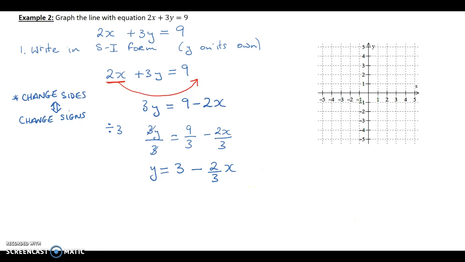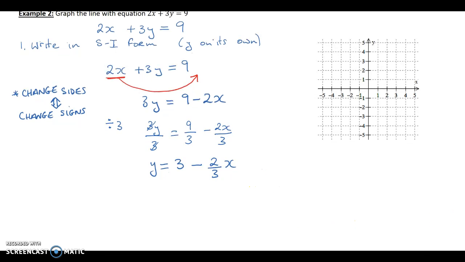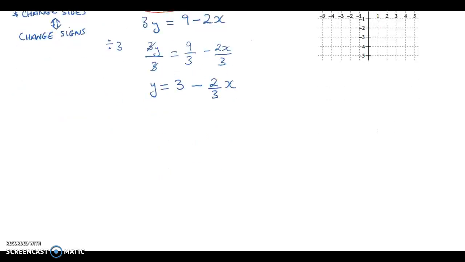Now, we'll scroll down a little bit, give ourselves a little bit more room. Hopefully you can still see, and we'll come back later on.